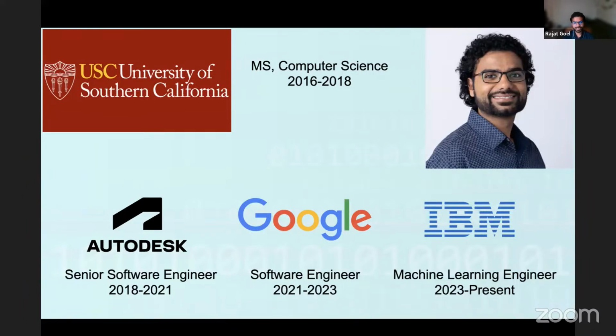But yeah, a little about me. I came to the US in 2016 to pursue my MS in computer science from USC. Worked at Autodesk as a senior software engineer for 3 years. Thereafter, I joined Google, where I worked on optimizing their ad systems for 1.5 years. And then currently I'm working at IBM as a machine learning engineer, basically working on developing an AI agent that would automate the process of order taking at quick service restaurants like McDonald's.